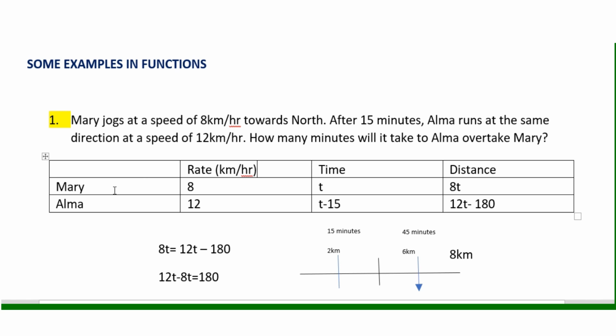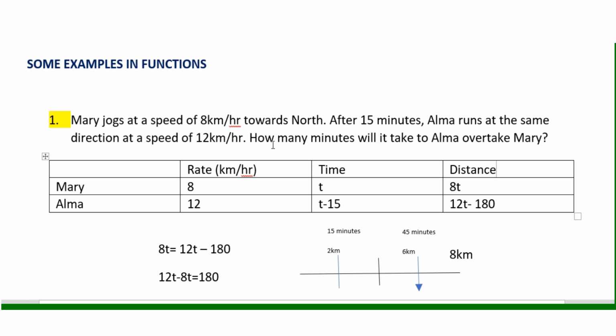Okay, so we will write Mary here, and her rate or speed is 8 km per hour. Then we put t for time, and multiplying it, it is 8t. Alma's speed is 12 km per hour in running, and she left from the same spot as Mary after 15 minutes. So we have t minus 15, and the distance that she could travel is 12 times (t minus 15), or 12t minus 180.